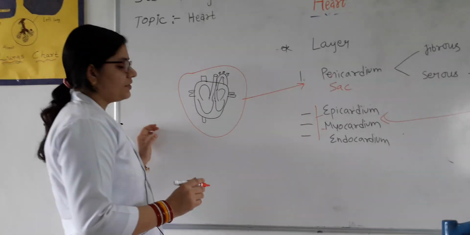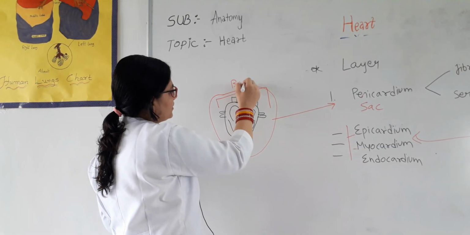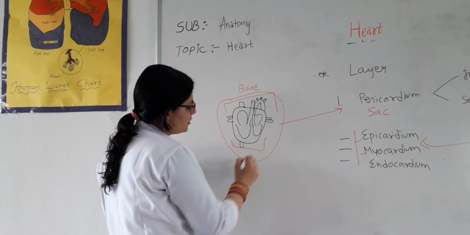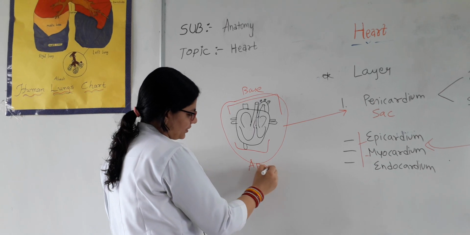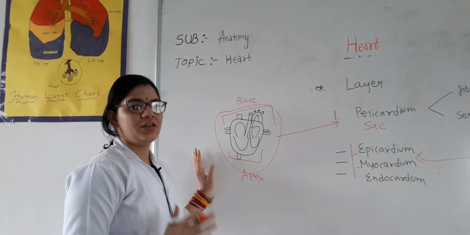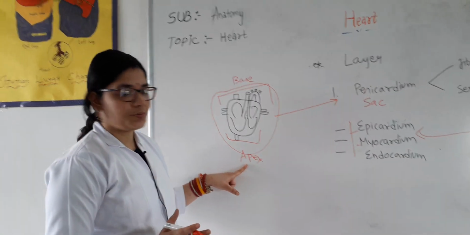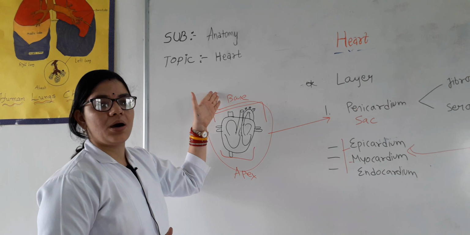Apart from that, always remember that the upper part of the heart is known as the base and the lower part of the heart is known as the apex. Just because these are opposite words, it is practically important for you to remember that the apex is in the downward position and the base is upward.